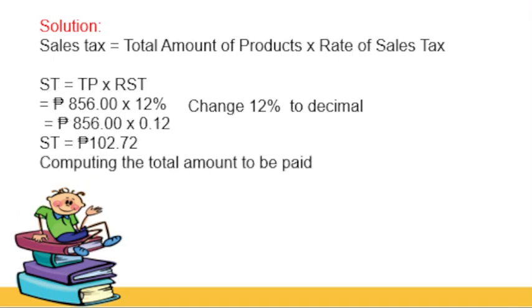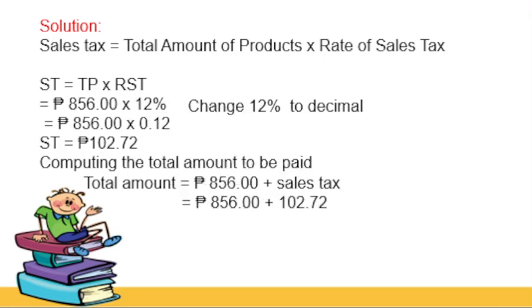So computing the total amount, of course, you have to add the sales tax to 856. That is first the increase. So 856 plus 102.72. So the total sale is 958 and 70 cents.